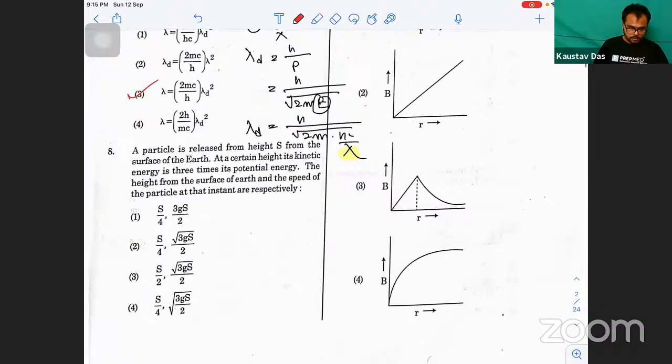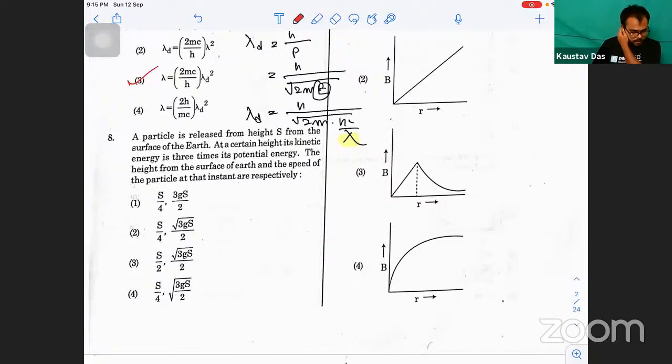Now let us come to question number 8. Here in question number 8, we have a particle released from a height s to the surface of the earth. At a certain height, the kinetic energy is 3 times the potential energy. You have to find out the height from the surface of the earth, and also calculate the speed of the particle at that instant. Okay, so we can definitely apply the conservation of energy here.